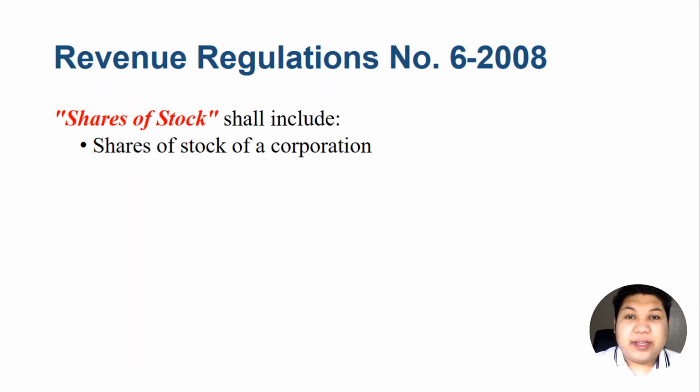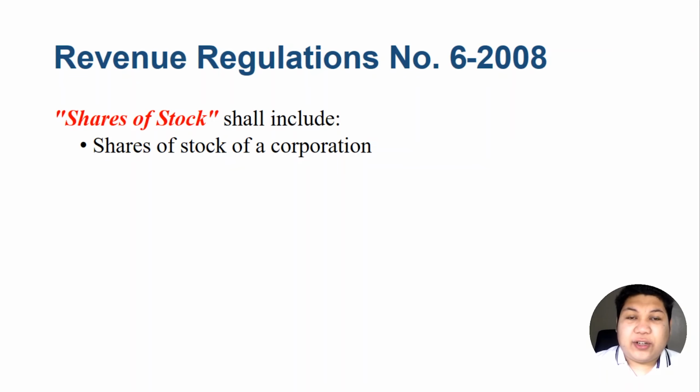So for example, a corporation can have 100,000 shares with a par value of 100 pesos each. So that 100,000 shares times 100 par value, that is the authorized share capital of a corporation.